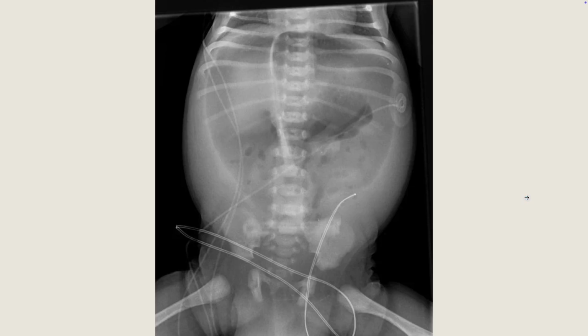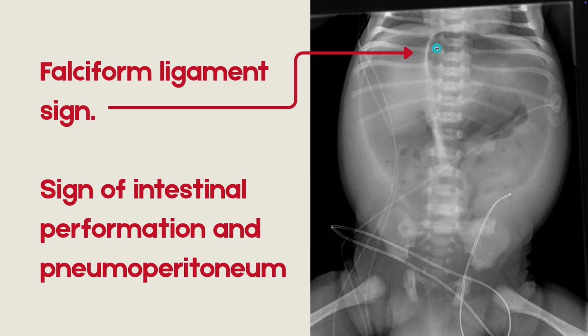So what about this? What are you seeing in this? Essentially, this is the falciform sign. You will see this falciform ligament that is prominent. Usually, because there is air under the diaphragm, it will seep into the peritoneal folds, and that will cause this to become hyperintense, and you can pick that up on an X-ray. So this falciform ligament sign is also a sign of intestinal perforation and pneumoperitoneum.